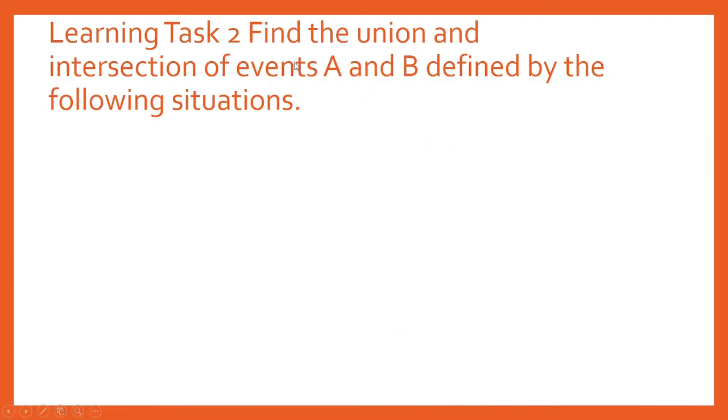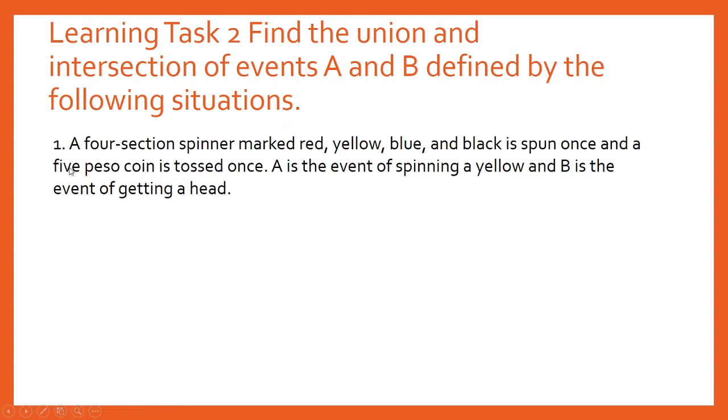Now, for learning task 2, find the union and intersection of events A and B defined by the following situations. So we have the first situation, a 4-section spinner marked red, yellow, blue, and black is spun once and a 5-peso coin is tossed once. A is the event of spinning a yellow and B is the event of getting a head. Right, so ang ating objective is to get the union and intersection of events A and B.